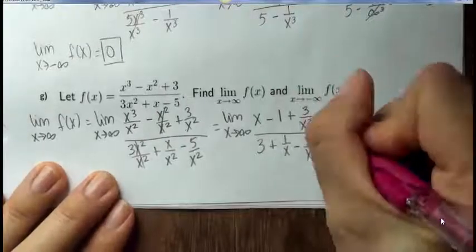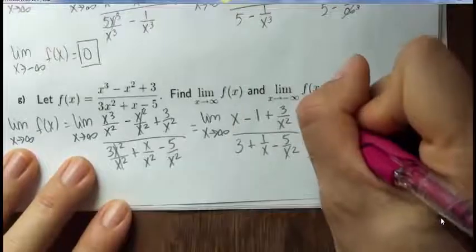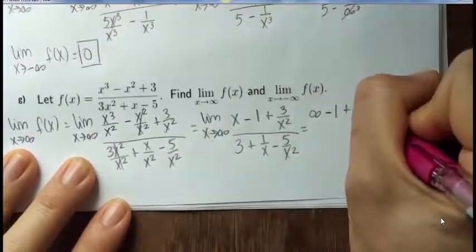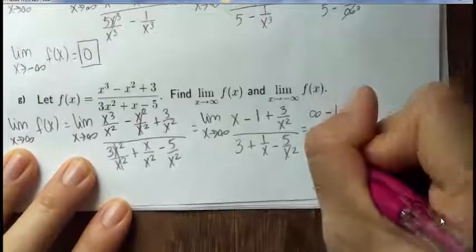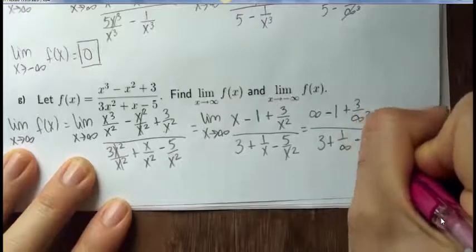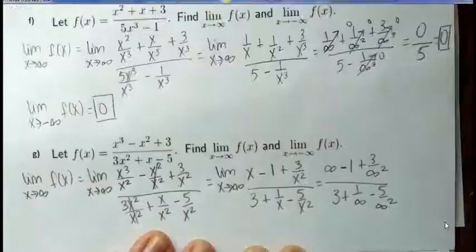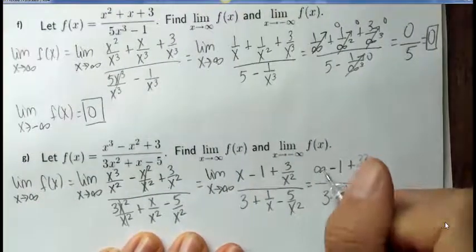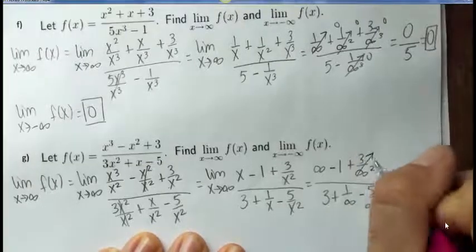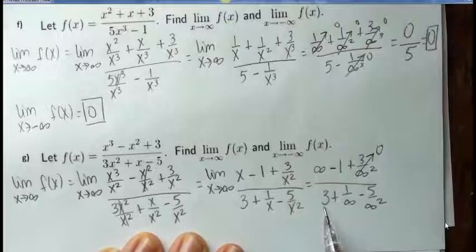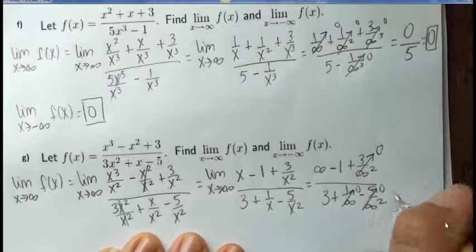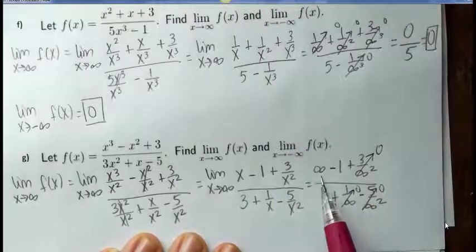Okay, so now I'll go ahead and plug in that infinity. So I'm going to have infinity minus 1 plus 3 over infinity squared, and then 3 plus 1 over infinity minus 5 over infinity squared. Now there's nothing that I can do about infinity or minus 1, but this 3 divided by infinity squared is going to go to 0. I've got a 3 here, which will stay, and both of these two terms end up going to 0.